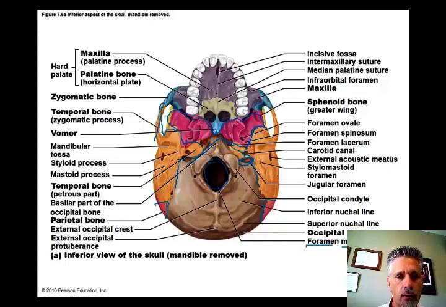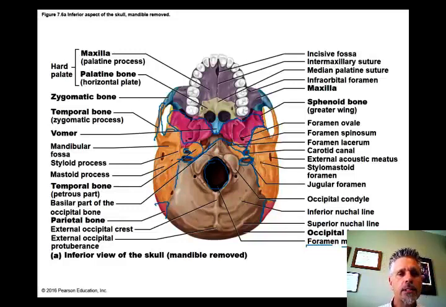There's also a carotid canal, that's anterior to the jugular foramen. You may recognize those terms. So what goes through the jugular foramen but the jugular vein, draining blood from the brain, and then what goes through the carotid canal but the internal carotid artery that's supplying the brain with blood.